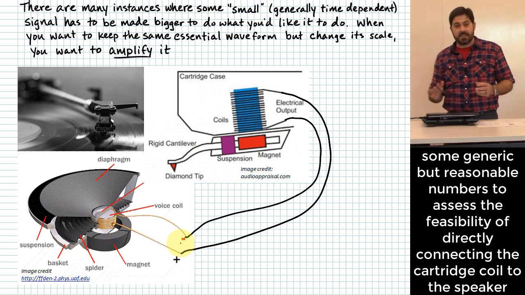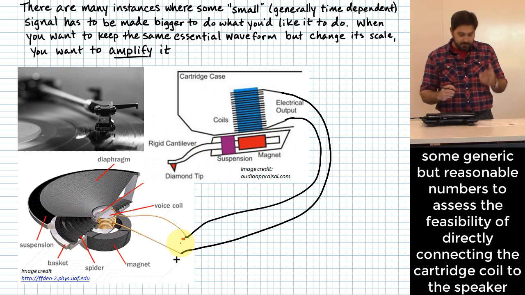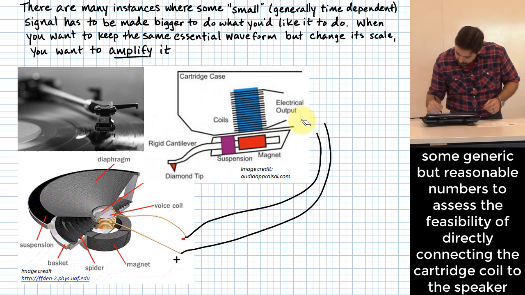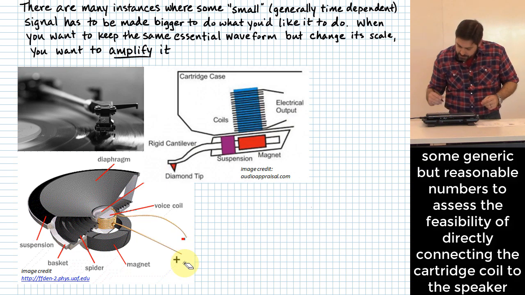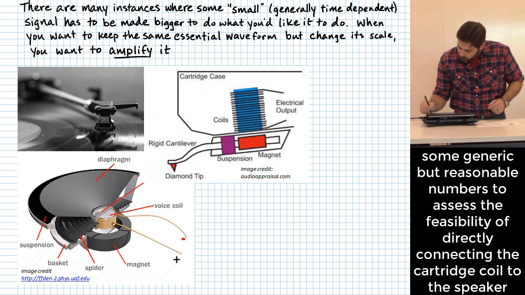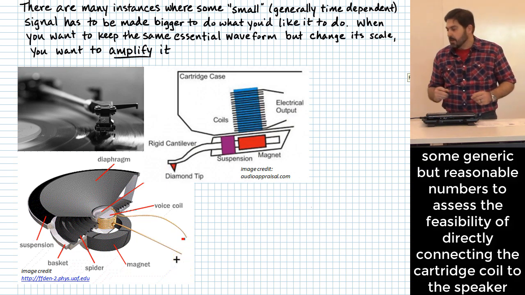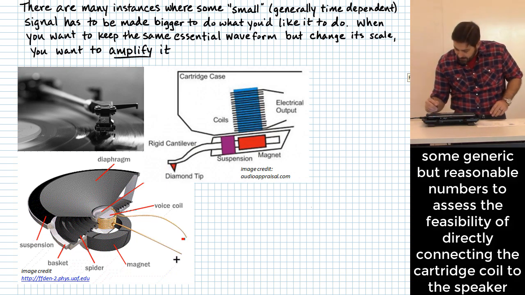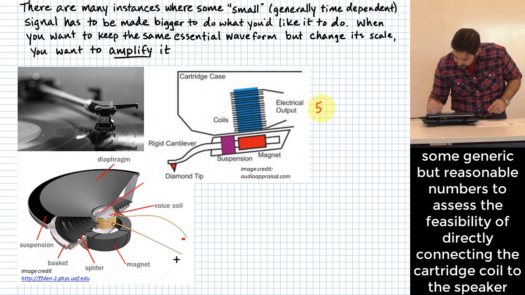Now, it doesn't necessarily really work this way, and I'm going to show you why. So for the little electrical coil in the cartridge, typically what comes out of that coil is a voltage level that's probably somewhere on the order of about 5 millivolts or so.